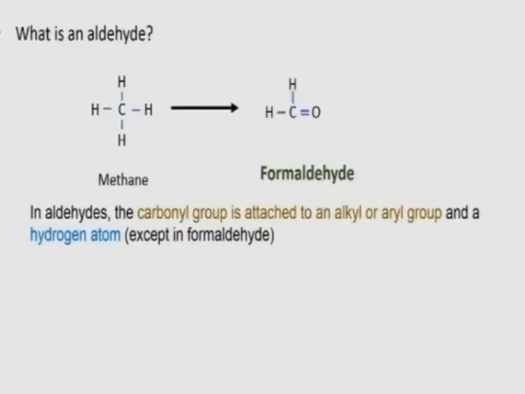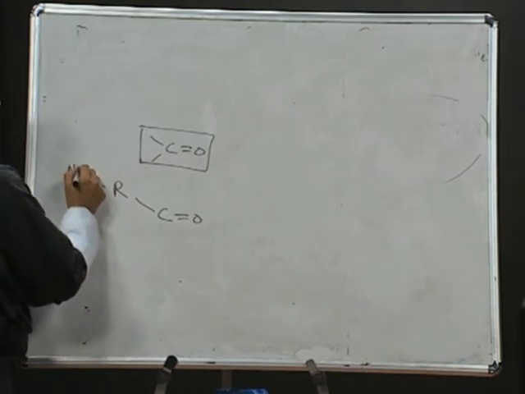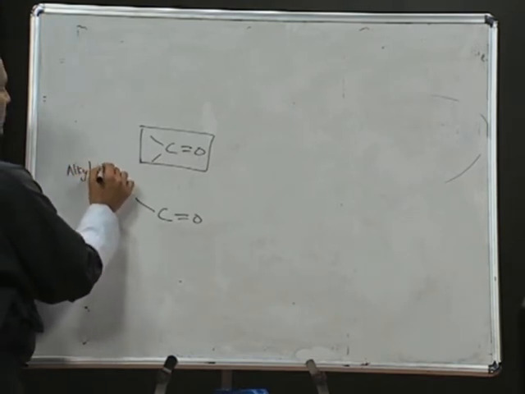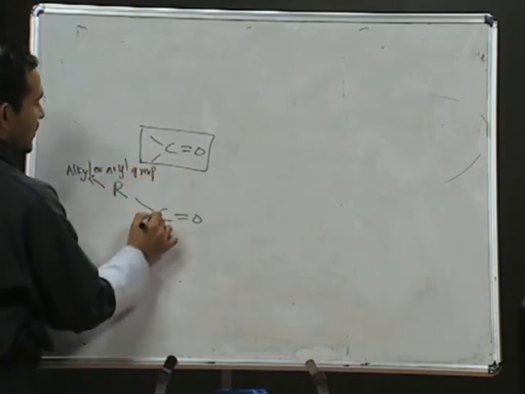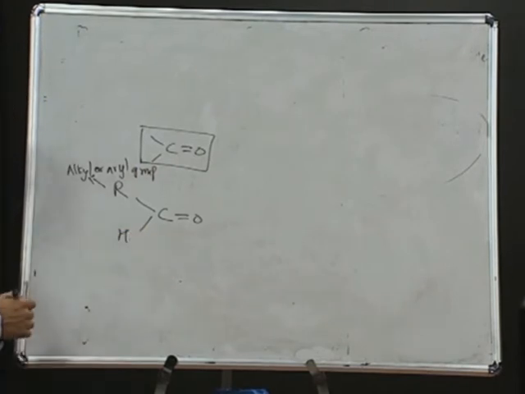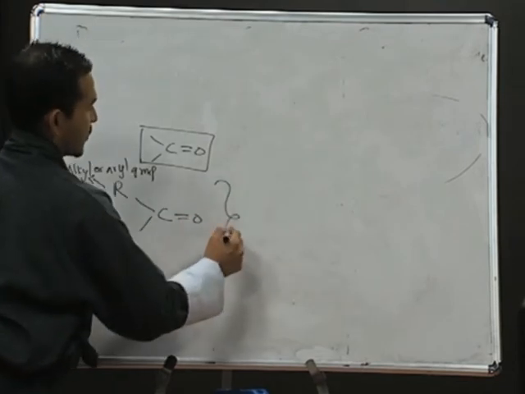Whenever we say aldehyde, it is a derivative of a hydrocarbon in which two hydrogens are replaced by one bivalent oxygen. And in an aldehyde, the carbonyl group is attached to one alkyl or aryl group, and one is attached to hydrogen. So this is very important to know. And you have this, except for formaldehyde.